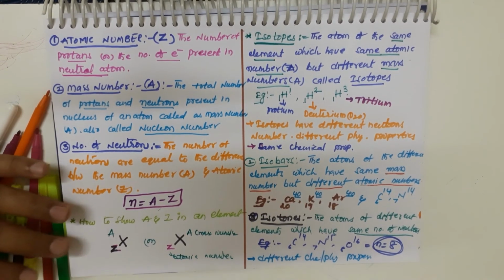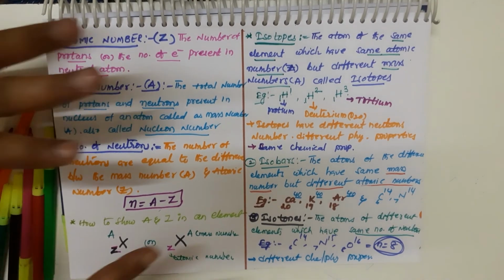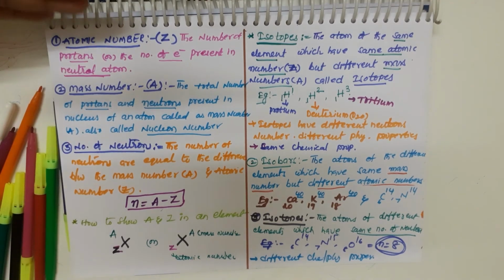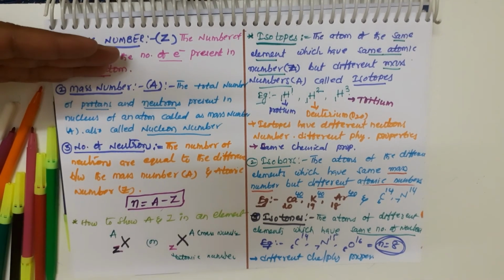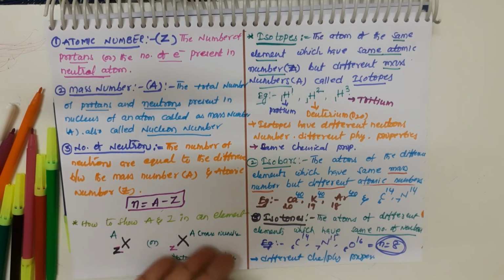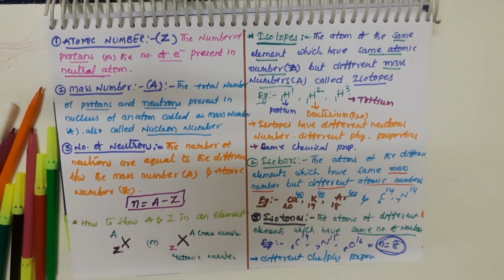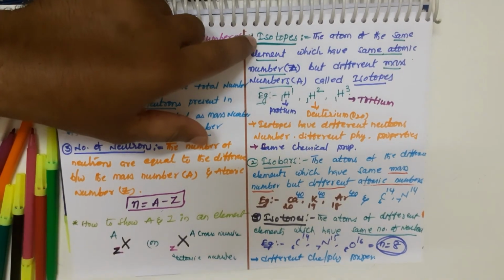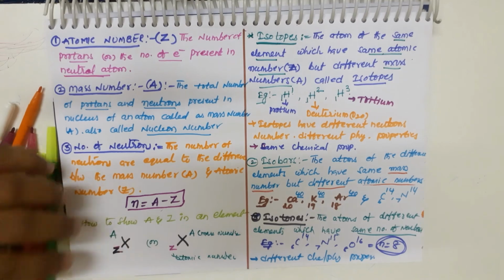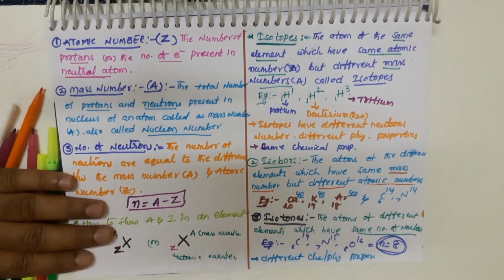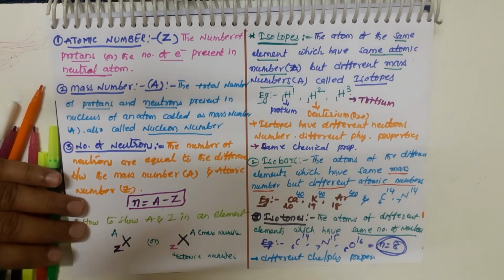Okay students, this is today's lesson: some basics of atomic structure in chemistry. What is atomic number, mass number, number of neutrons, and how to show the mass number and atomic number in an element. Next, isotopes, isobars and isotones. Isotopes, same atomic number. Isobars, same mass number. Isotones, same neutron number.